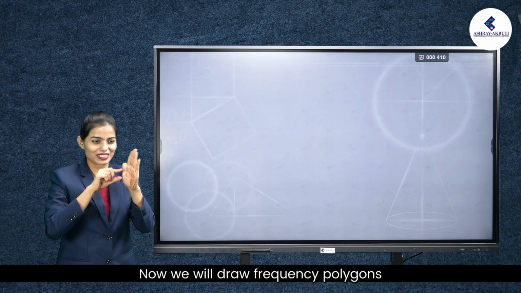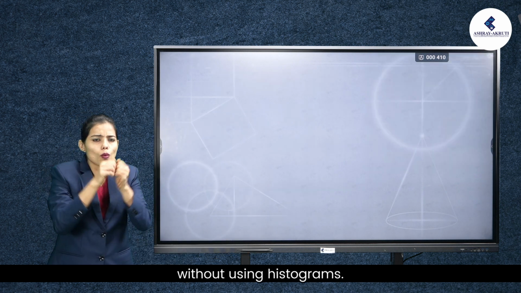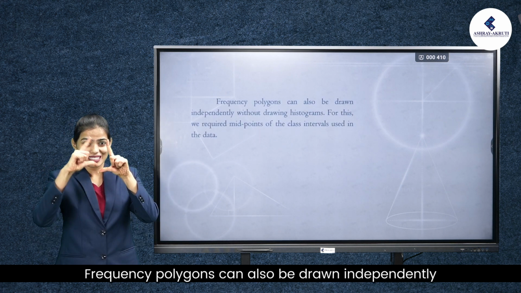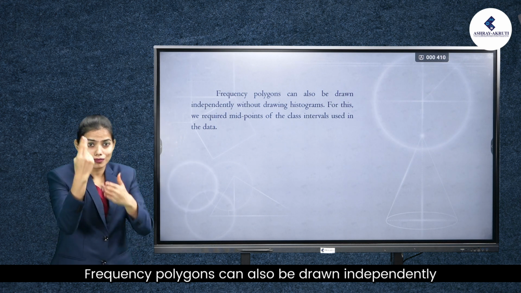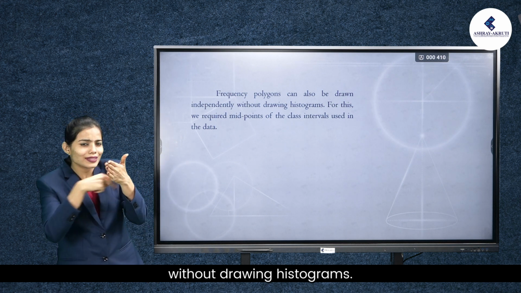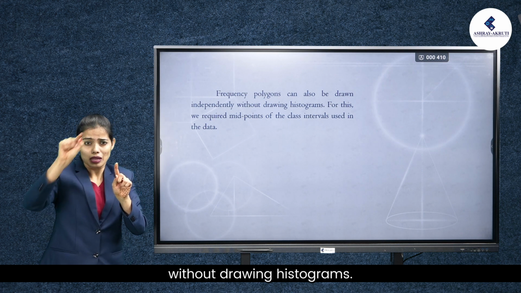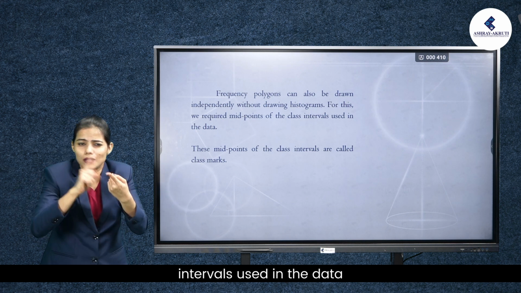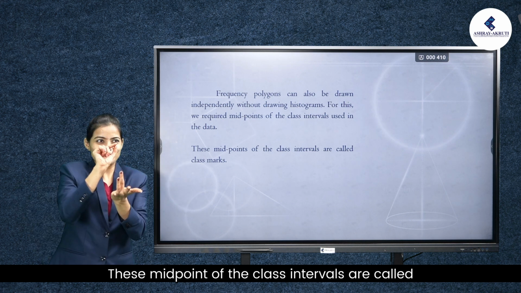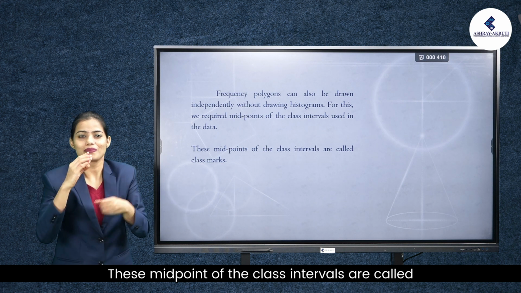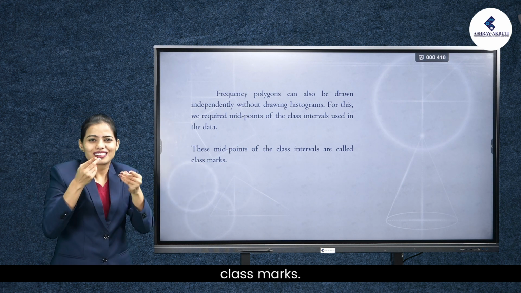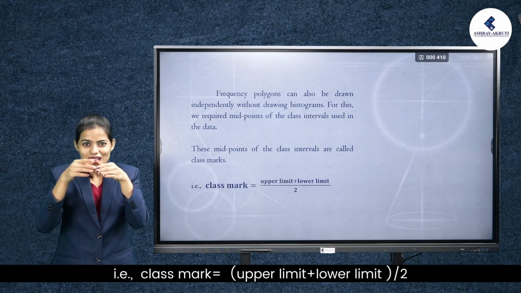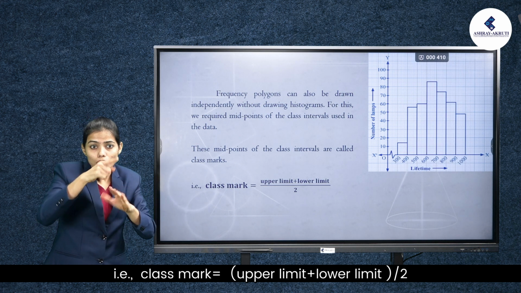Now, we will draw frequency polygons without using histograms. Frequency polygons can also be drawn independently without drawing histograms. For this, we require the midpoints of the class intervals used in the data. These midpoints of the class intervals are called class marks. That is, class mark is equal to (upper limit plus lower limit) by 2.